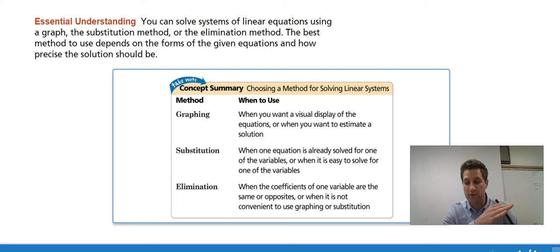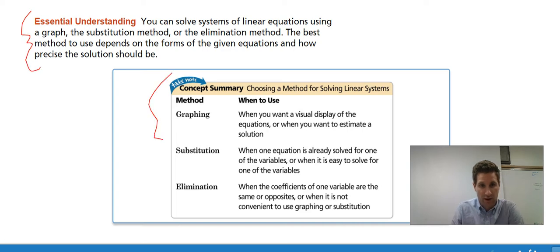So we've learned about the different types of ways we can solve a linear system. I'm going to read this real quick. I want you to write down all of this right here, the essential understanding, and the concept box right here. So anyways, it says you can solve a system of linear equations using a graph, substitution, or elimination method. We've looked at each of these. The best method to use depends on the form of the given equation and how precise the solution should be.